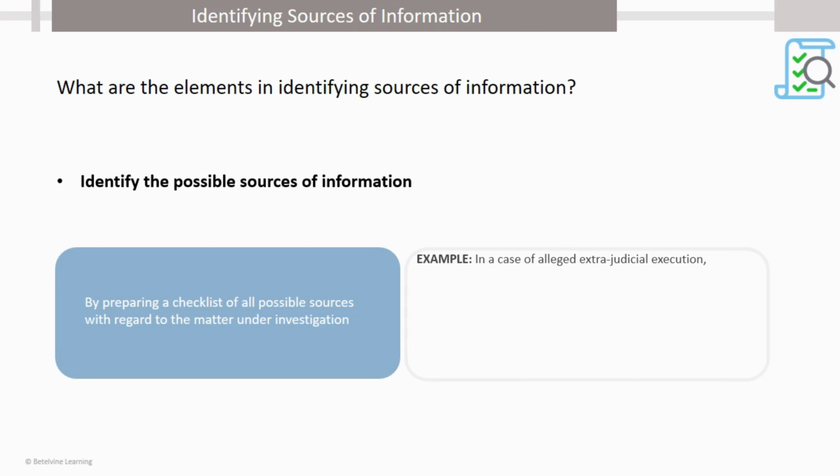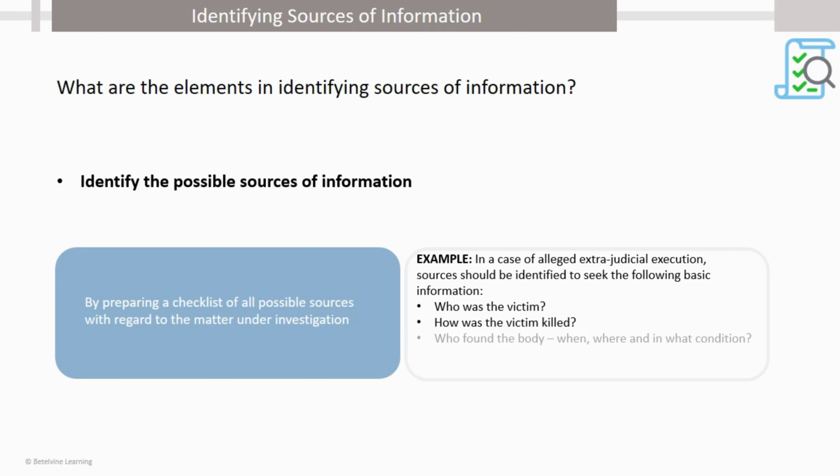For example, in case of an alleged extrajudicial execution, where the victim was reportedly killed by a military unit or by members of an armed opposition group, sources should be identified to seek the following basic information. Who was the victim? How was the victim killed? Who found the body? When, where, and in what condition? What were the circumstances? When and where, including the date, time and place.